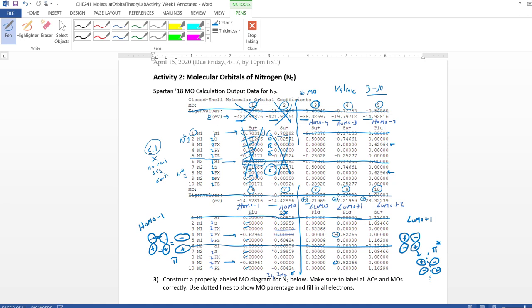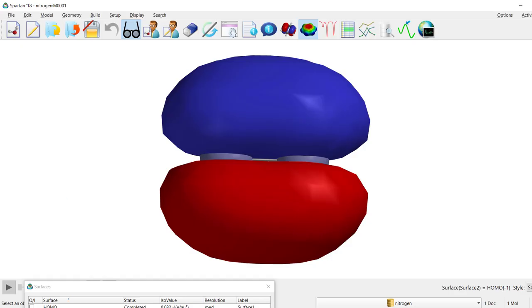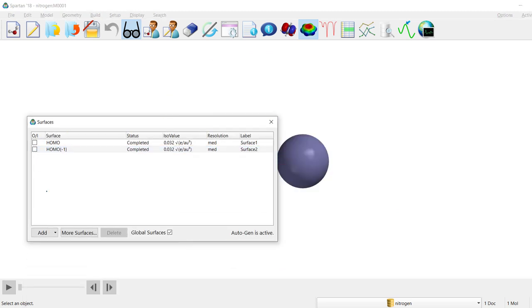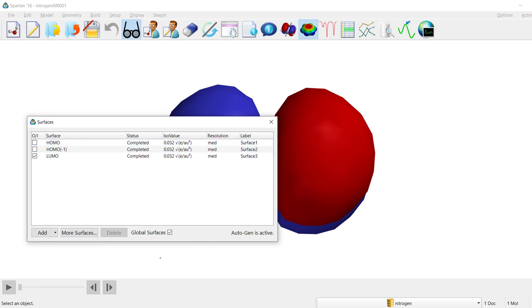You can see here that these two are both pi in symmetry or pi in orientation. In fact, it's even told to you here, pi. And they have exactly the same energy. 7.21, 7.21. Those are degenerate. Really kind of cool. In fact, let's look at one of those. I'll look at LUMO, right? So I'll shut this one down and we'll look at LUMO and I'll open this up.